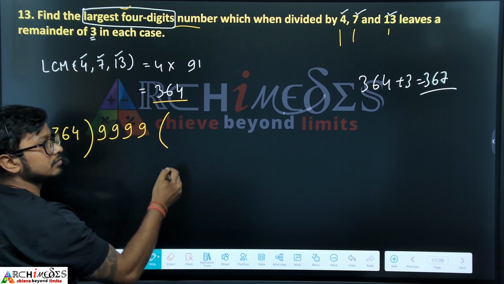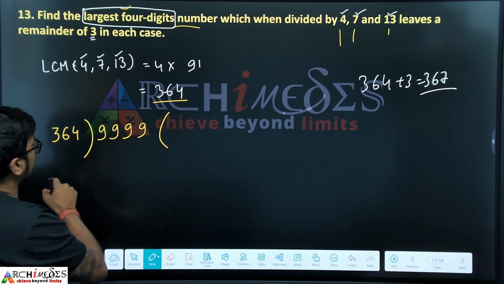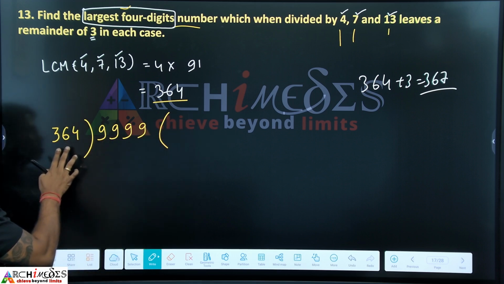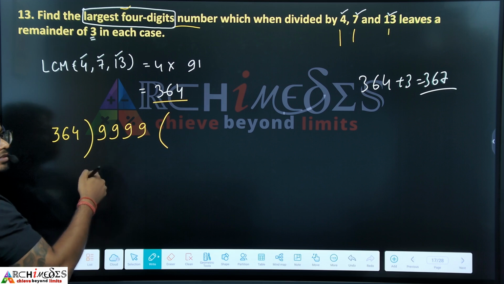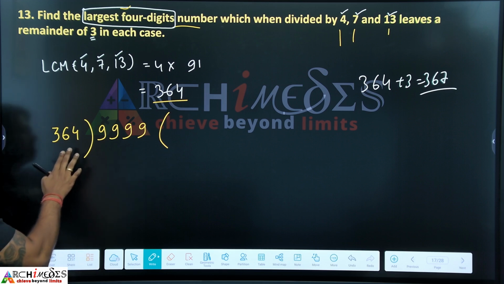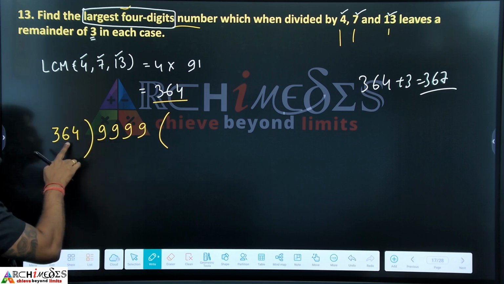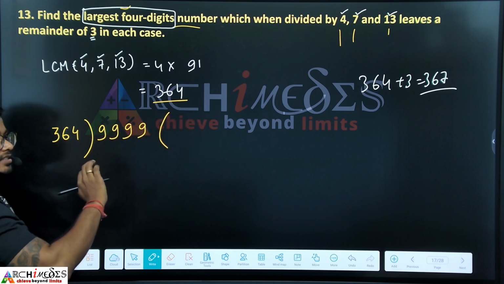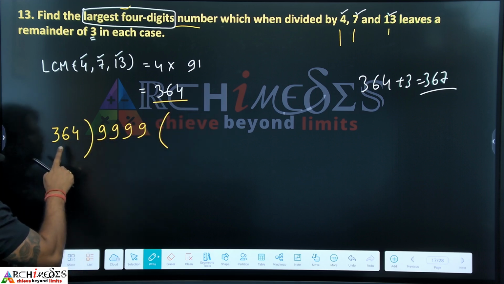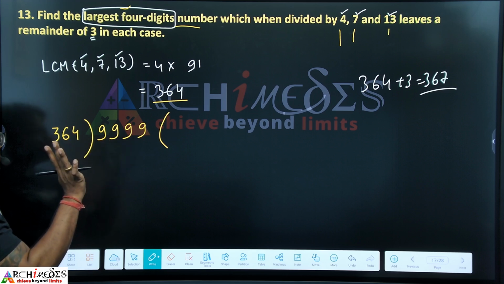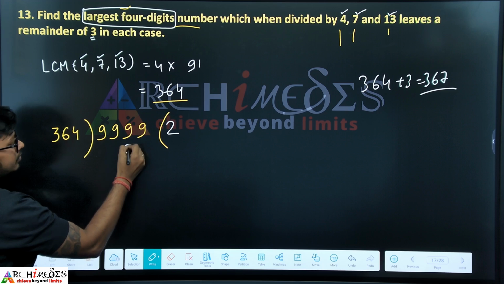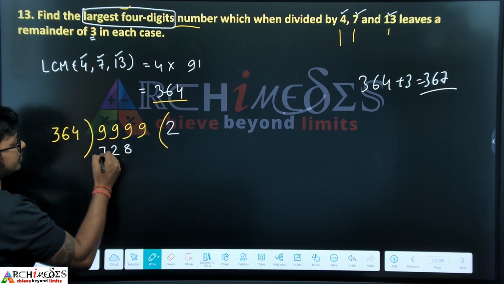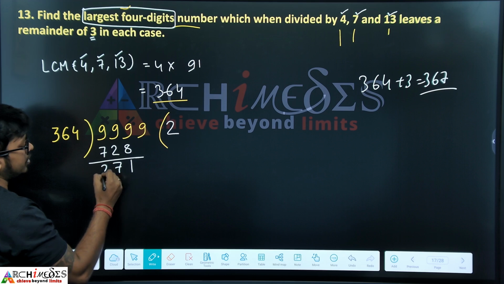So look at 364. You will assume this as 300, approximate. Actually 350 approximate, because it is very close to 350, 400 like this. So 350 into 3 times is 1050, which is more than that. So you can only do 2 times. 2 times 4 is 8, 2 times 6 is 12, carry 1, 2, 3, 6, 7. Any doubt?